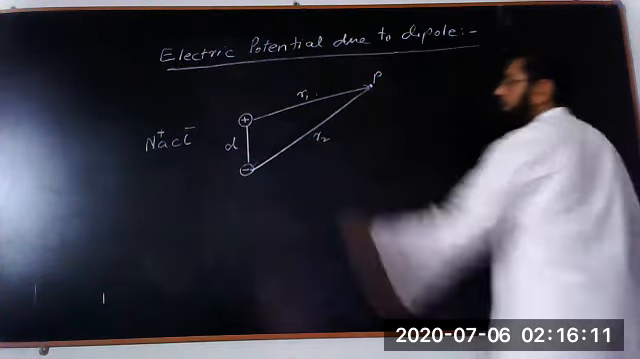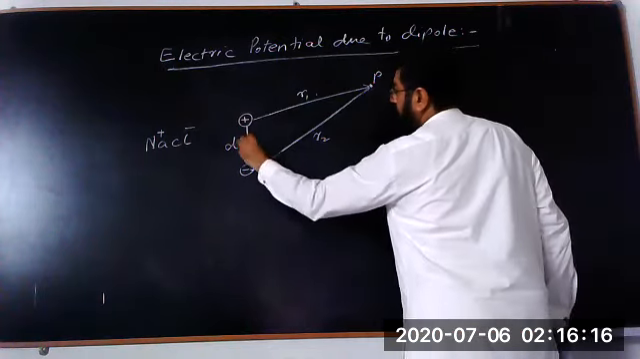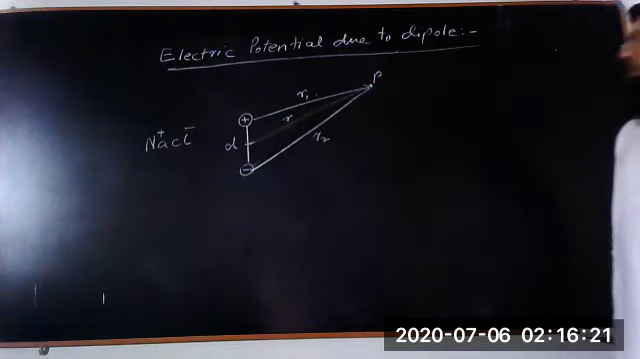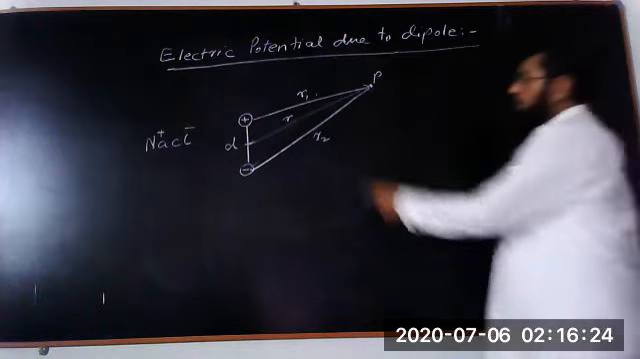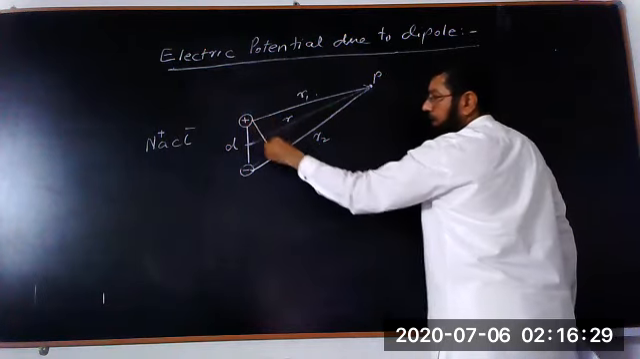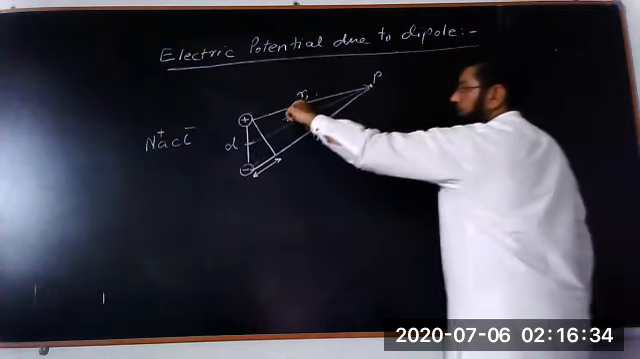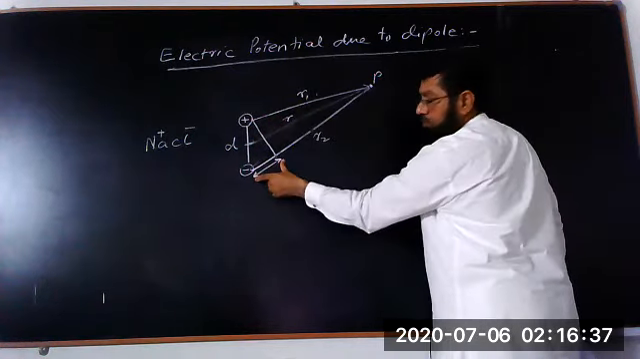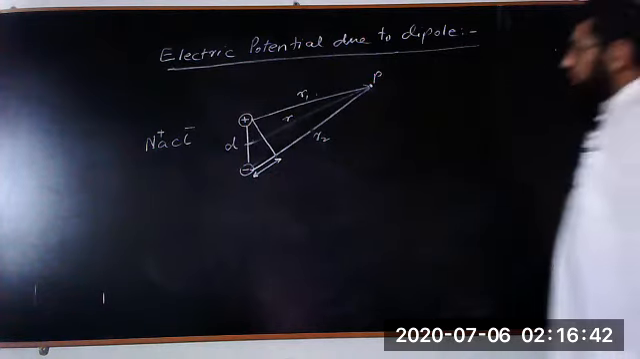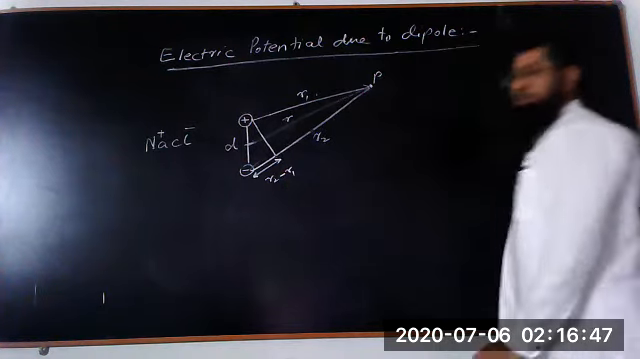R2 from the negative charge. So the average distance from the center is this r. Now if we look into the path difference between R1 and R2, if we draw a perpendicular from here, this amount is the path difference between R1 and R2. R2 is larger, so the path difference is R2 minus R1.